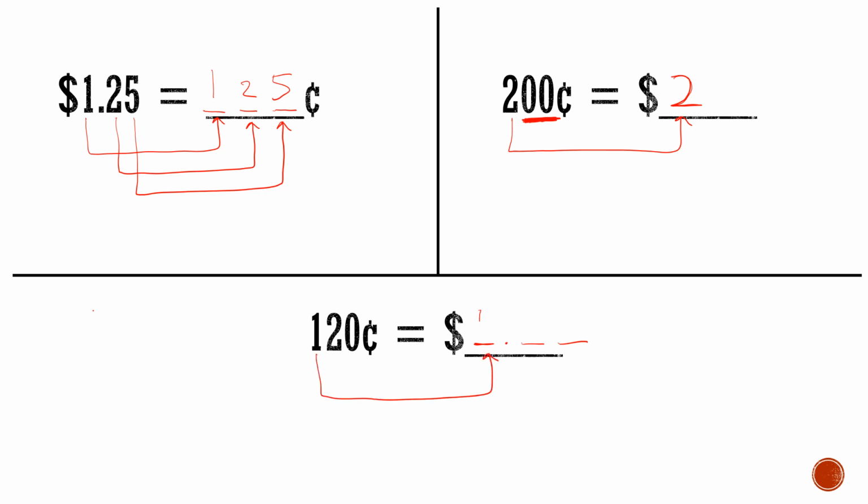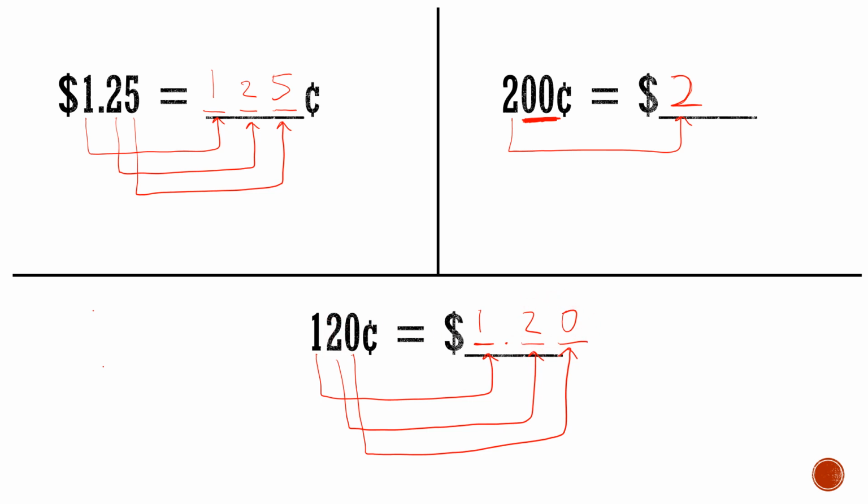This is $1 because 100 cents, 20 cents, and you have to put the 0 here because these two digits are not 0. Okay, one of them is not 0, so you have to put it behind the decimal point.